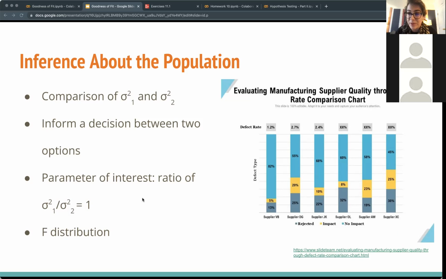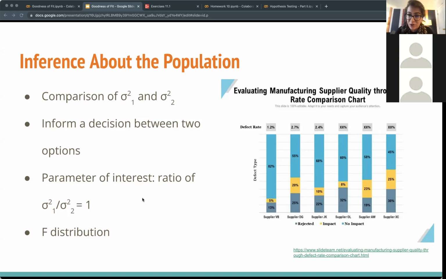This might also relate back to quality control and seeing how much variance exists between different suppliers. If you were in charge of manufacturing and you had different suppliers you could choose from, you could use a test like this to inform the decision between two options: does this supplier have more variance in how they manufacture something in a statistically significant way? That way you can say, I should go with this supplier over this one, and this is my rationale as to why.